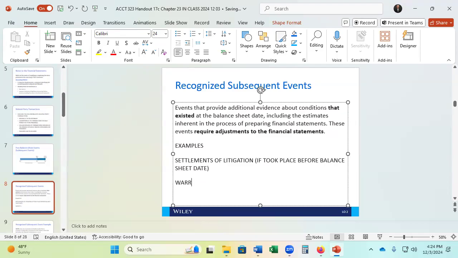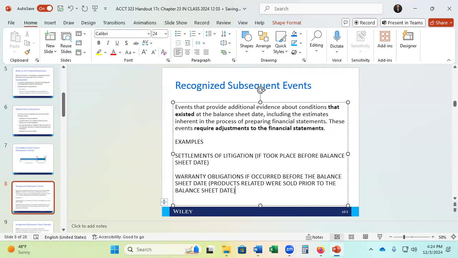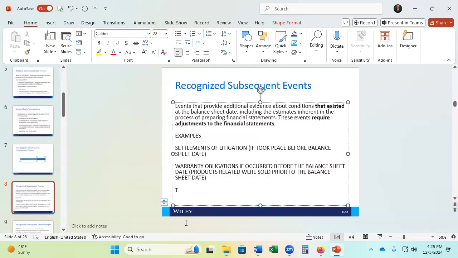Warranty obligations, if occurred before the balance sheet date. So this would mean that products related were sold prior to the balance sheet. You guys are probably young enough to remember Firestone had a big issue with its SUV tires. It started out on Ford trucks, but it ended up expanding. So if, for example, the government hit you in January with a recall, that would be something like this. All of a sudden it's under a warranty obligation. And some other things are a tax dispute related to taxes payable.